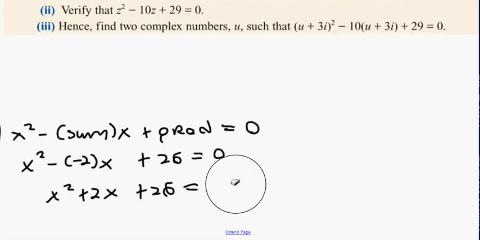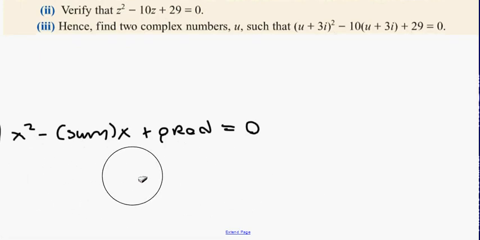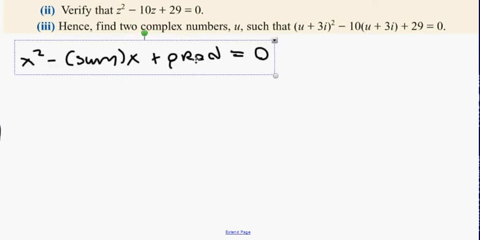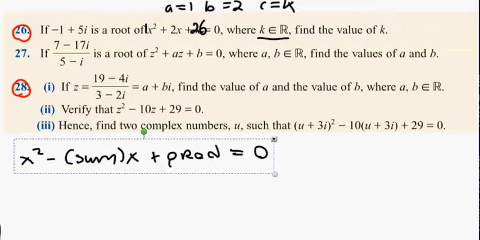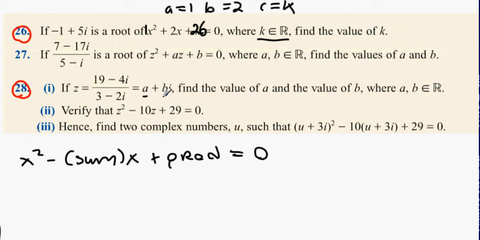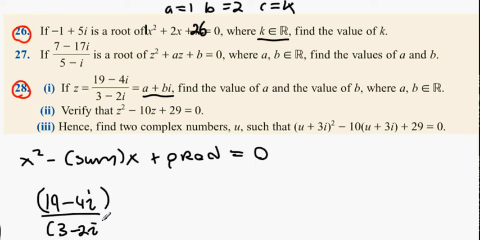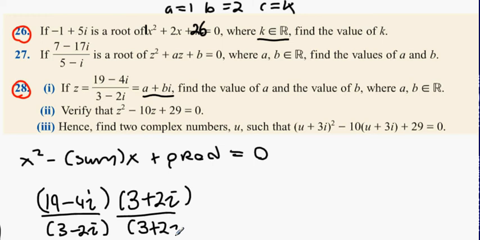Now, what 28 wants us to do is first of all do the multiplying of the top and bottom by the conjugate, because it wants it in this answer here. Okay, so we're going to have 19 minus 4i divided by 3 minus 2i multiplied by 3 plus 2i and 3 plus 2i again. And we're going to multiply them all by each other.